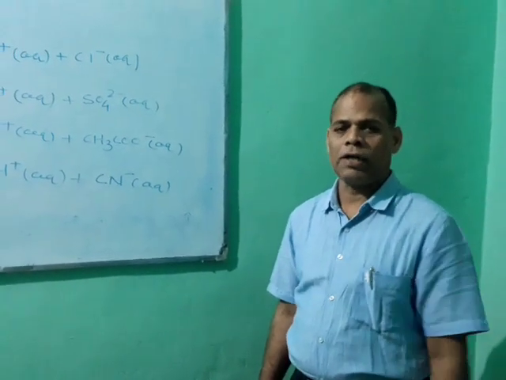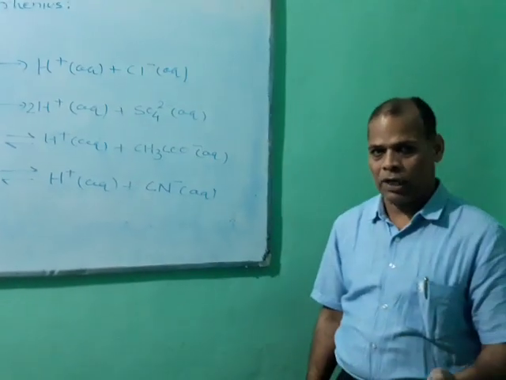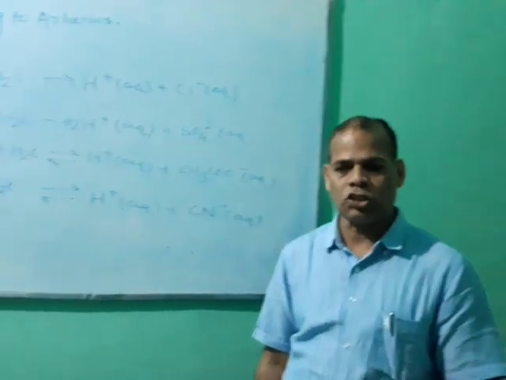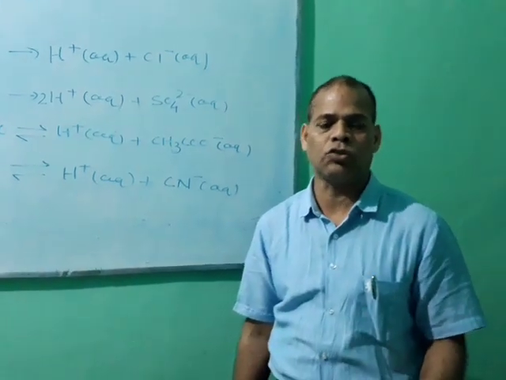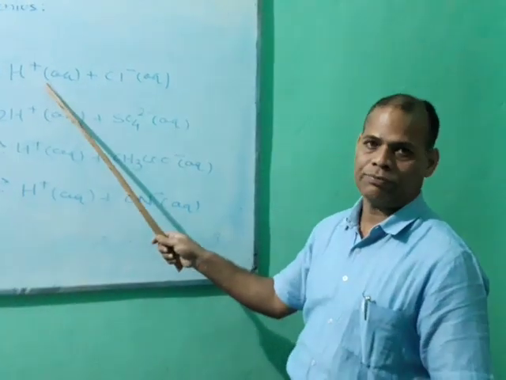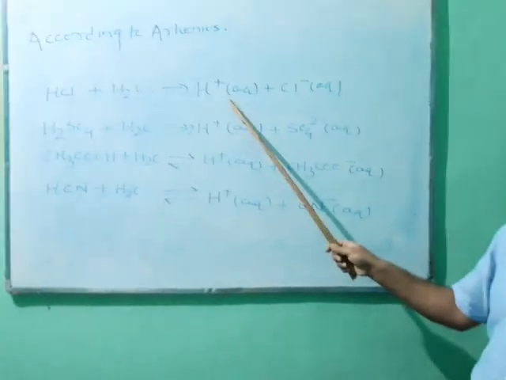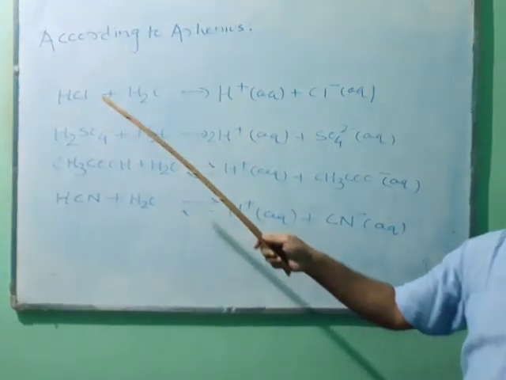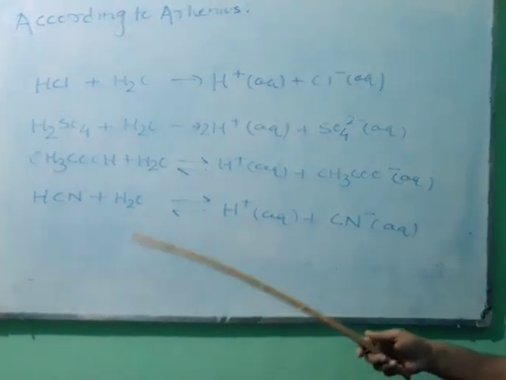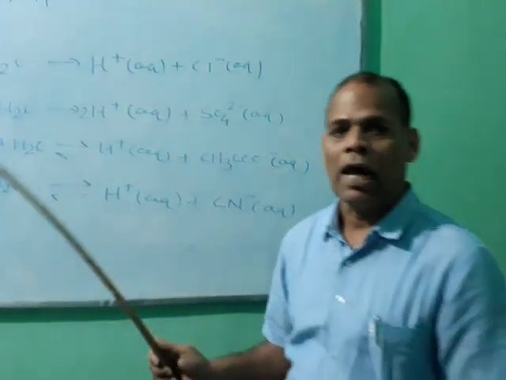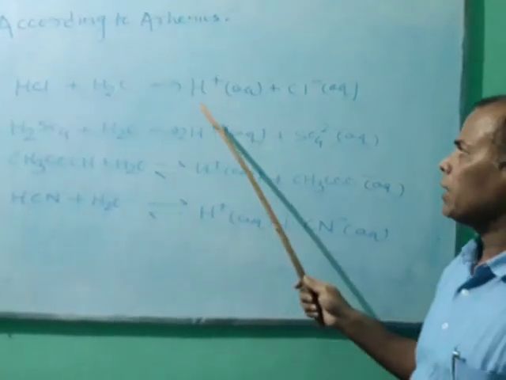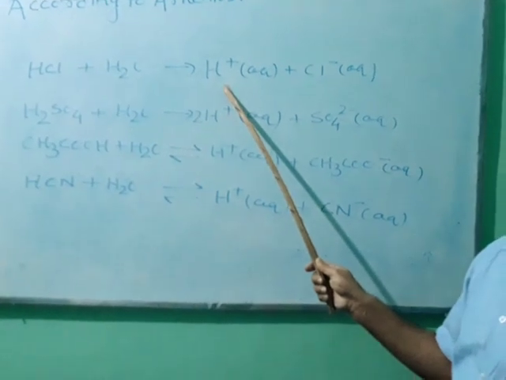So according to Arrhenius, acids are those substances which dissociate in aqueous solution in the form of H plus ion, and that is called an acid. According to Arrhenius, acids are those substances which dissociate in aqueous solution, or in a solution, and give H plus ion.